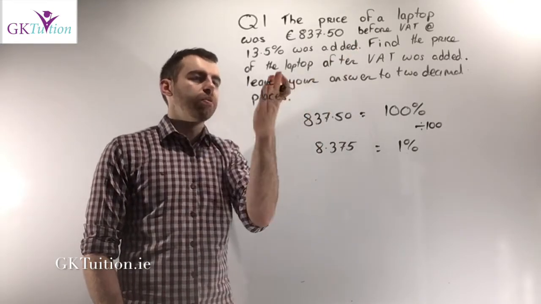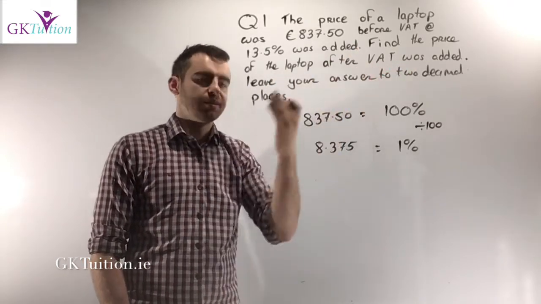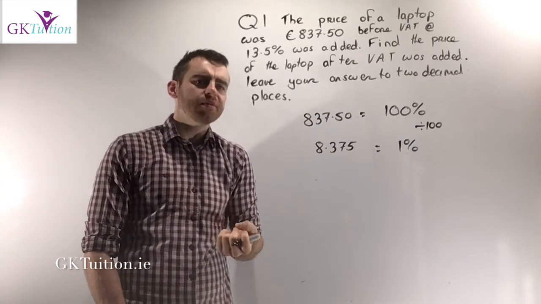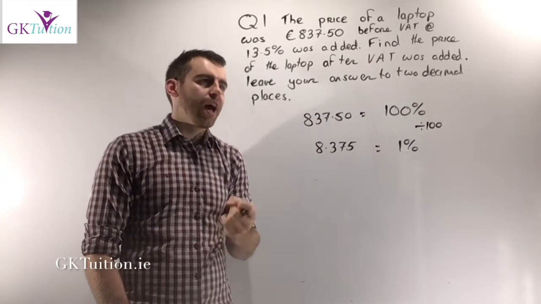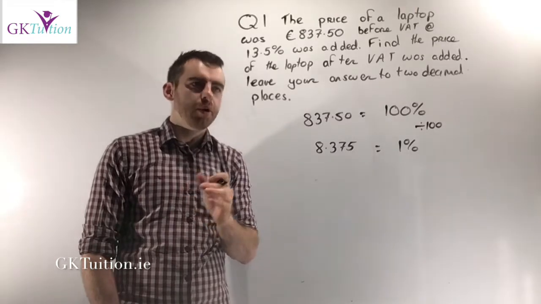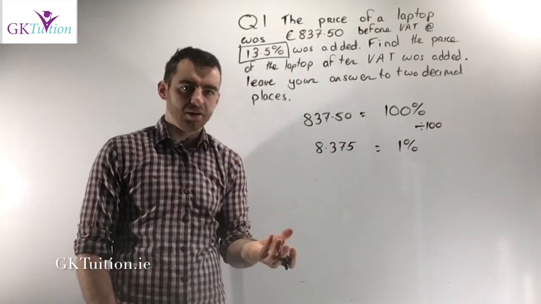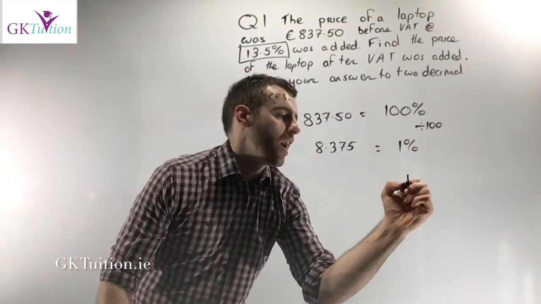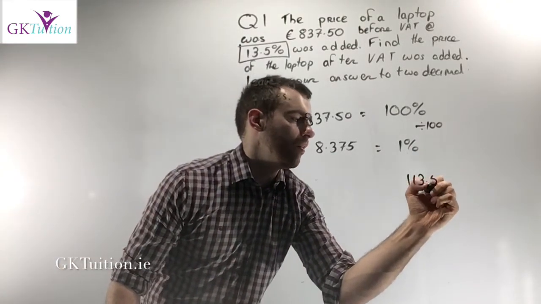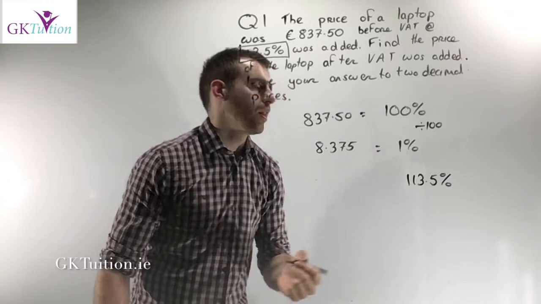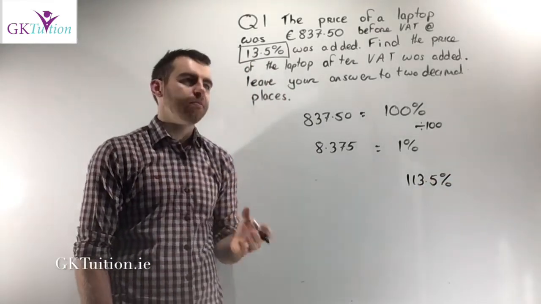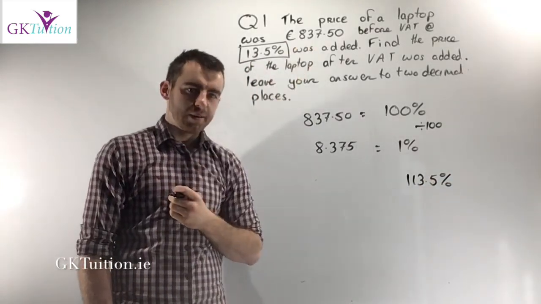Now that you know 1% of the price of the laptop, you can answer the question. It said find the price of the laptop after VAT was added. Well, once VAT has been added, you're going to have the original price of the laptop plus the 13.5% tax that's added on. Or in other words, you're going to have 113.5%. I need to work out what is 113.5% of the price of this laptop.